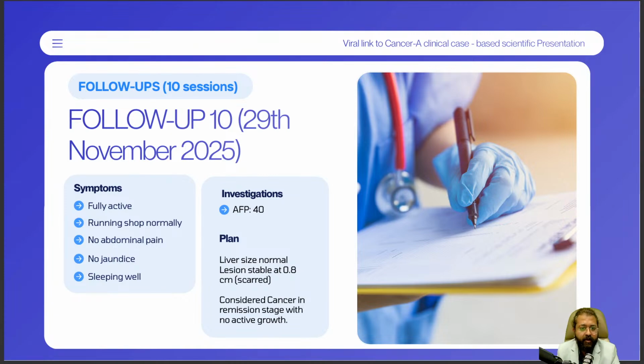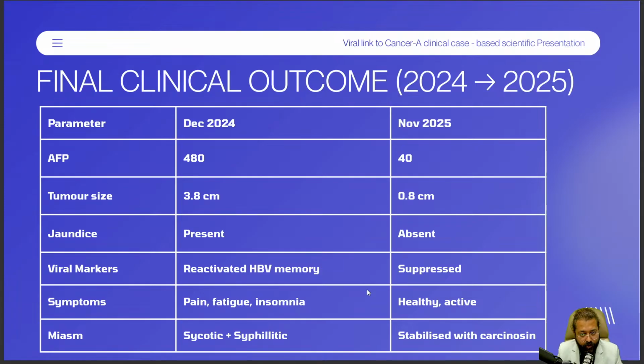Now if we see the parameters, like how modern people do the flowchart, that is how we did it. You can see the viral marker, symptom, miasm, tumor size, AFP, and how the condition stabilized with Carcinosin is very important, because as the master says, from the disease where we started with the constitutional, again at the end we need to give it, for closing the case.